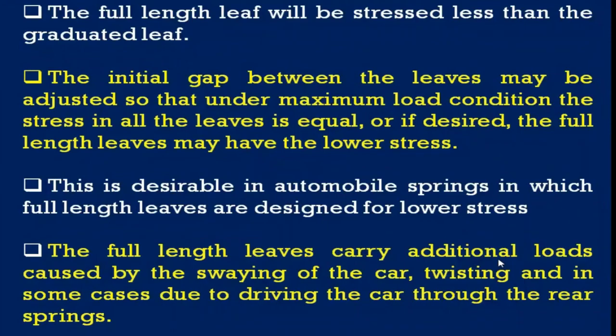Hence, to provide some cushioning to share these stresses, the full length leaves must be designed to a lower value of bending stresses. So, how to design the full length leaves to a lower value of bending stresses? By taking a proper gap between the full length leaves and graduated leaves initially, that is called nip C. The value of C decides the amount of stress in the full length leaves, how far it is less compared to the stress in the graduated leaves.